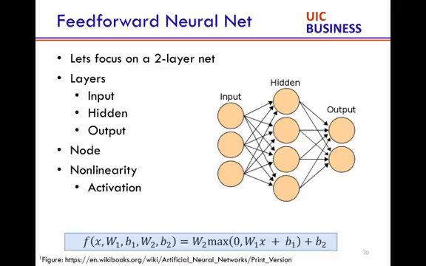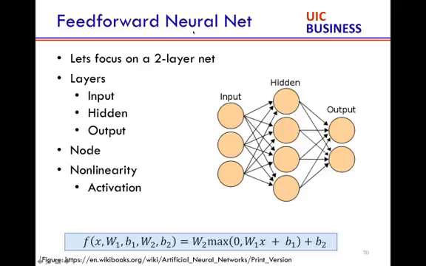So let's focus on a two-layer network. It's called two-layer because you can see two gaps, right? There will be some weights or parameters on this side. There will be some weights or parameters on this side. Okay. It's called feed-forward because all the arrows are in one direction. Okay. They're all going from left to right.